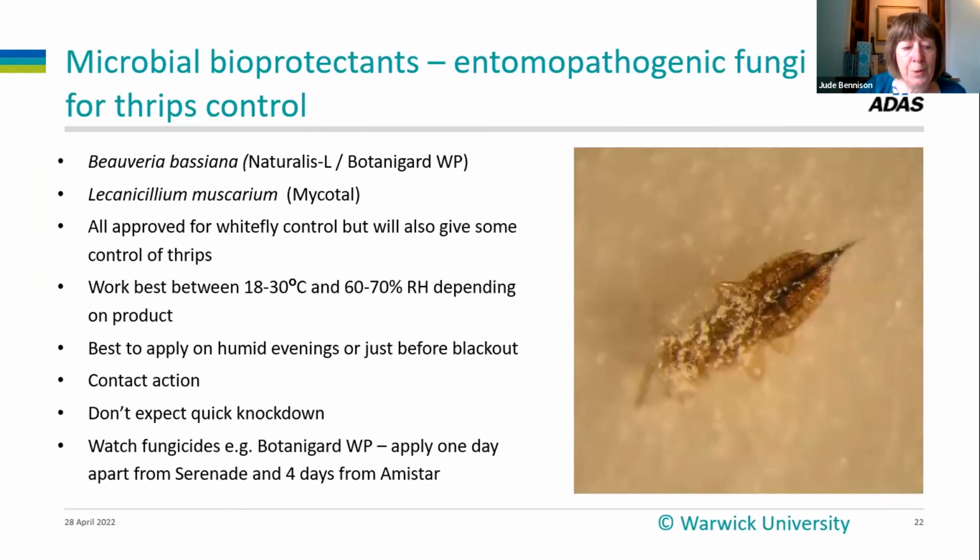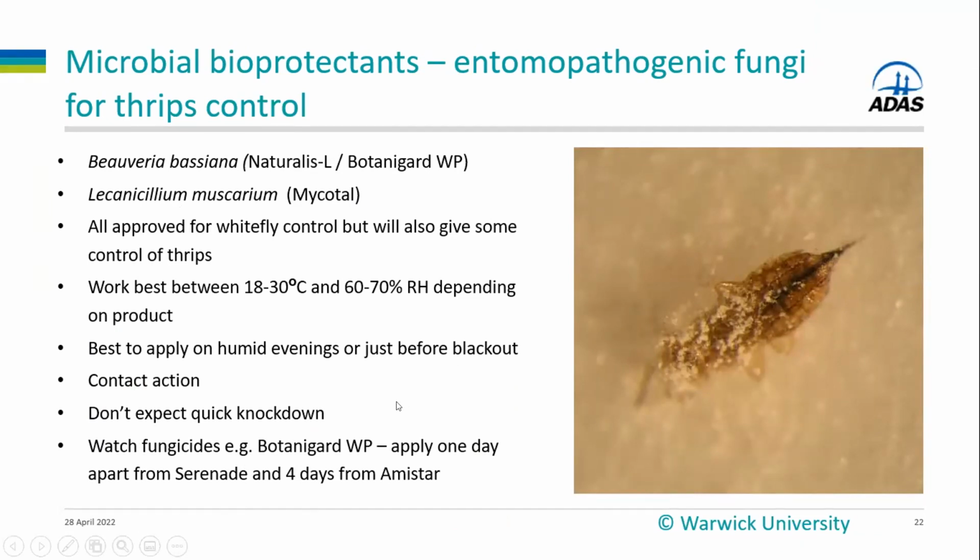So Alicia's already talked about our microbial entomopathogenic fungi. For thrips, Naturalis, Botanigard and Mycotal, which is a different fungus than Naturalis and Botanigard. They're all approved and on the label for whitefly, but they'll also give some control of thrips. But being a fungus, they need warm, humid conditions to work. So it's best to apply them on humid evenings or on pot mums just before blackout. But don't expect a quick knockdown. The fungus has got to germinate and grow and then kill the thrips.